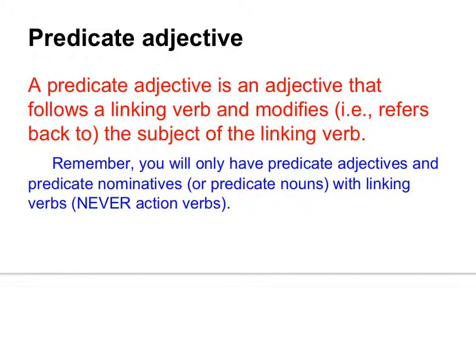Predicate adjectives. A predicate adjective is an adjective that follows a linking verb, so it comes after the linking verb, but it modifies, refers back to the subject of the linking verb. Remember, you will only have predicate adjectives and predicate nominatives or predicate nouns with linking verbs, never with action verbs. Let's look at some examples.